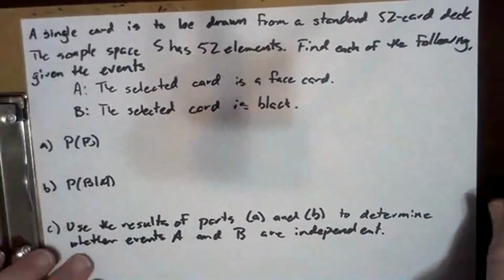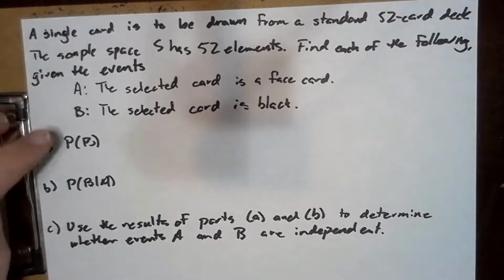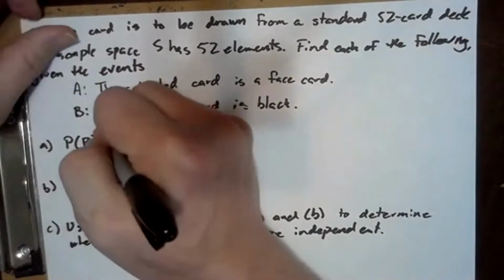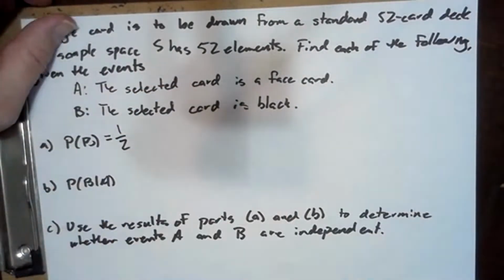A single card is to be drawn from a standard 52 card deck. The sample space S has 52 elements. Find each of the following given the events A, the selected card is a face card, and B, the selected card is black. First, we're looking for the probability of B, the probability that the card is black. Well, half the cards in the deck are black, so that's 1/2.